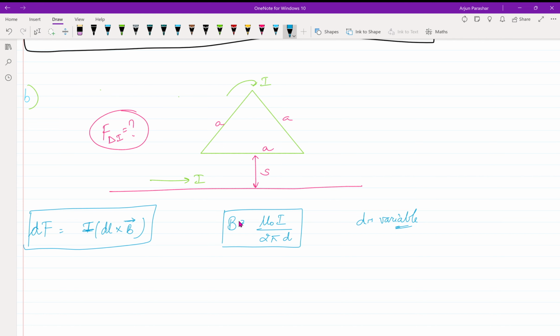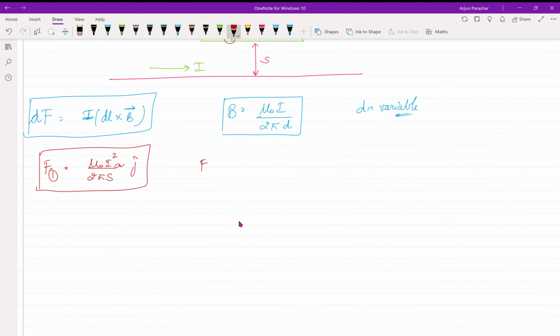So first of all, we very well know the force due to this side, let us mention 1, 2, 3. Force due to 1 is similar: μ₀I square a upon 2π s, and it is in the j cap direction. It was already calculated. So now we'll have to calculate the force due to the second one, dF2.